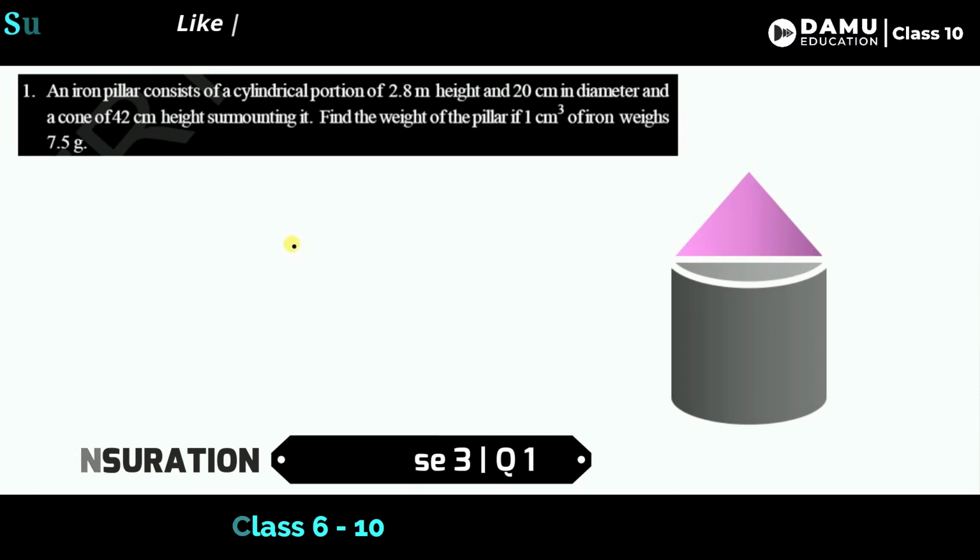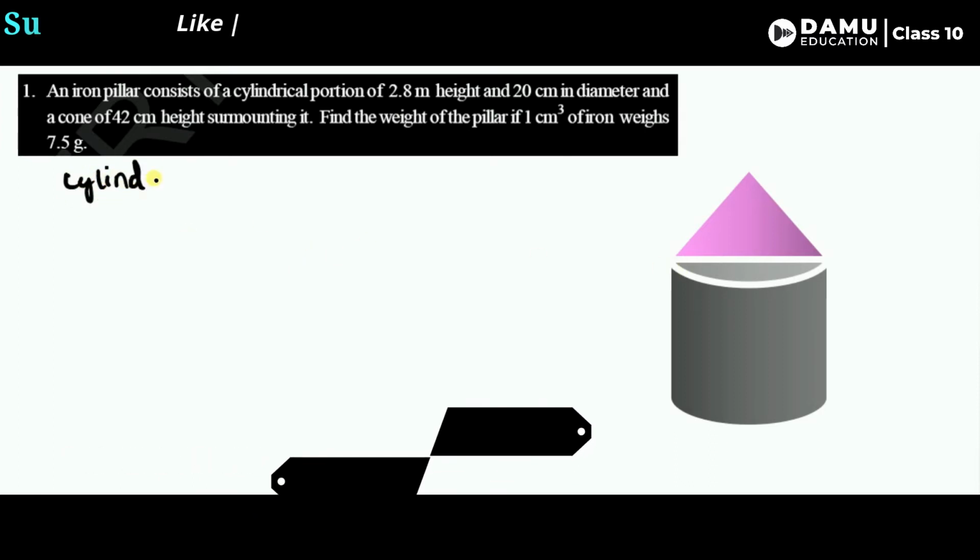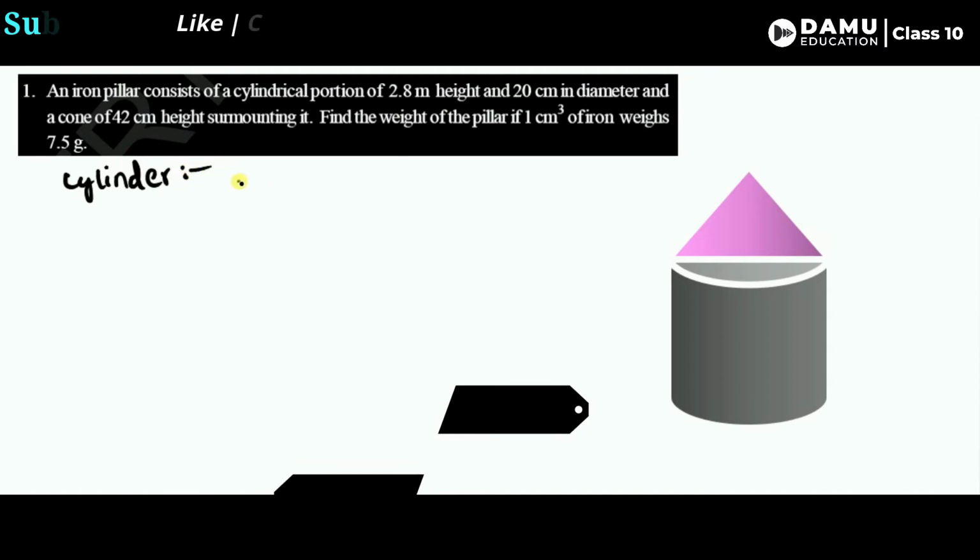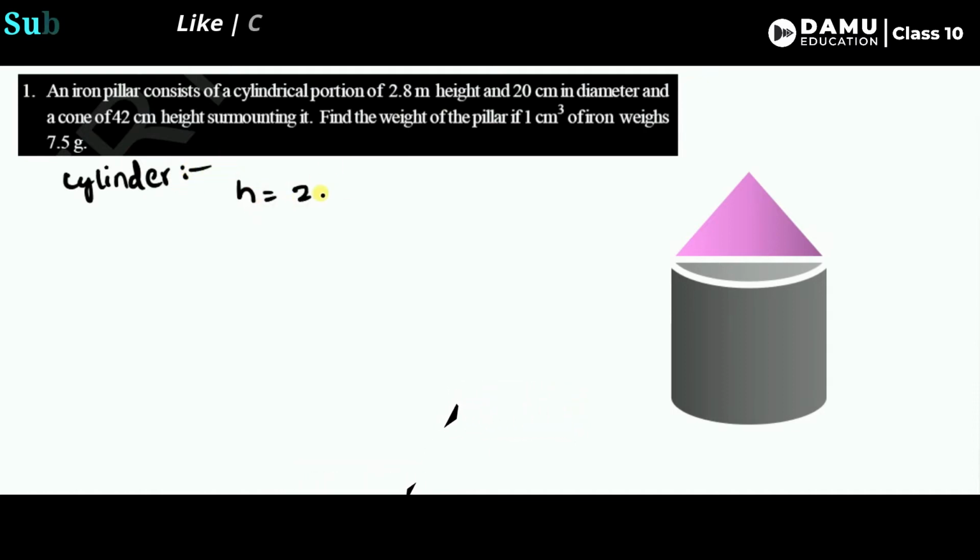So actually what they are given, the cylindrical portion they are given. So for the cylinder, what are the conditions? Height of the cylinder, they are given that 2.8 meter. So let's convert 2.8 meters into centimeters. 1 meter will be 100 centimeters. Then what we will get? 280 centimeters. So that is the height of the cylinder.